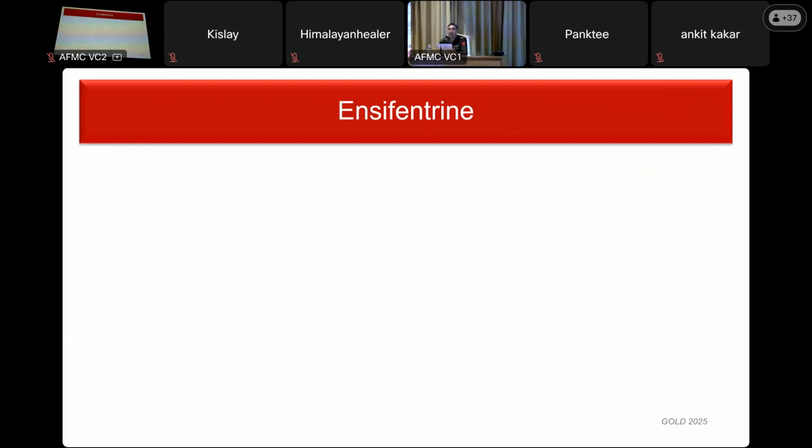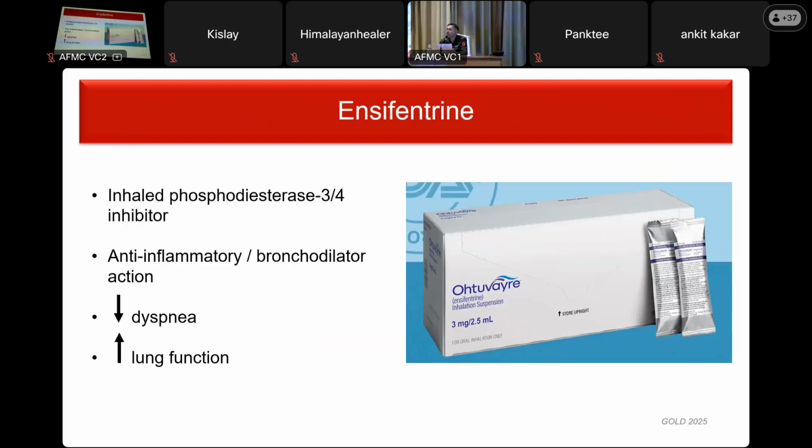This is a newer drug which has been added to the algorithm. It basically is a phosphodiesterase inhibitor, and it is an anti-inflammatory and a bronchodilator, and it leads to decreased dyspnea and better lung function.